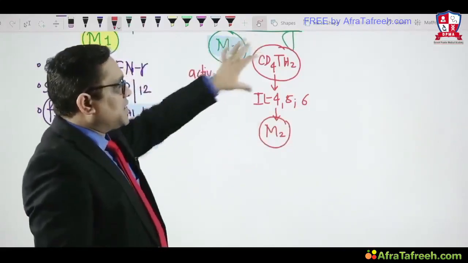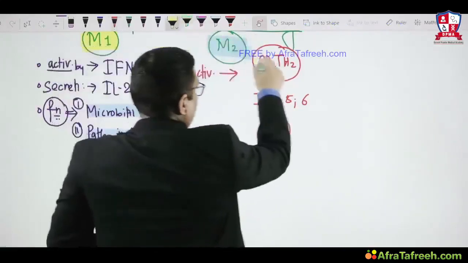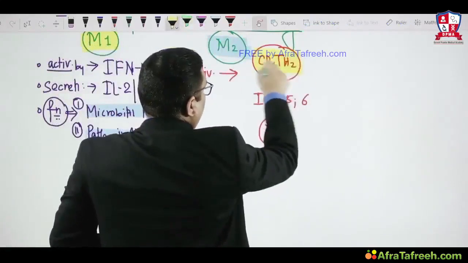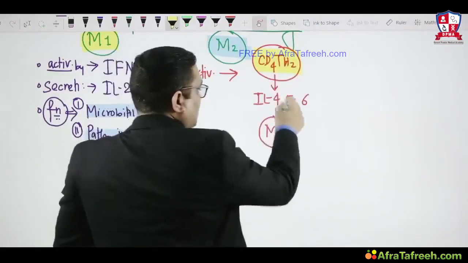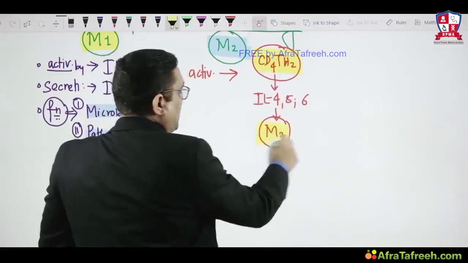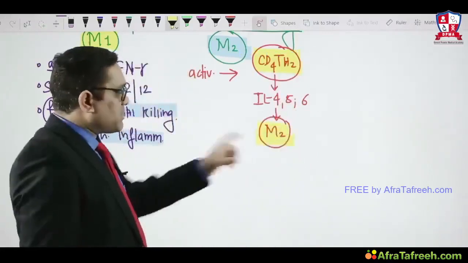So this we can understand. That is what I wanted to correlate here. CD4 Th2 cells are going to release IL-4, 5, 6, which will be activating M2 cells or alternatively activated macrophages.